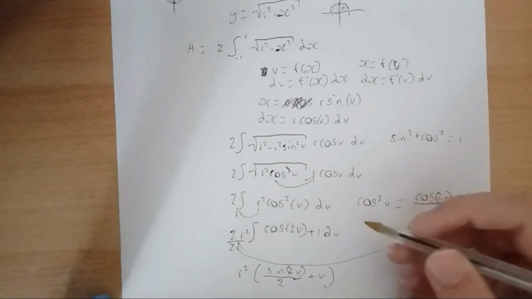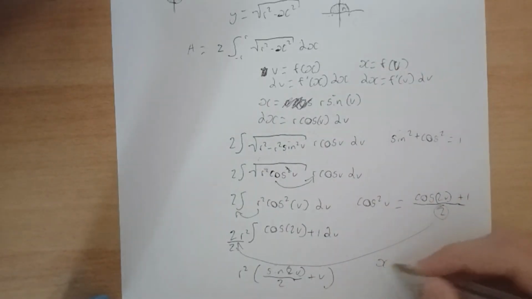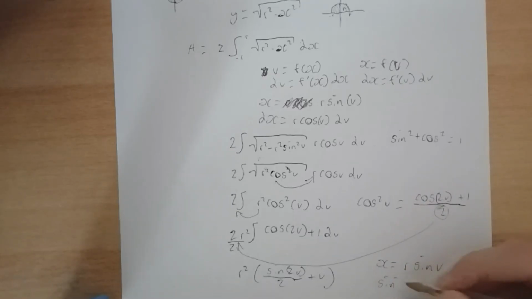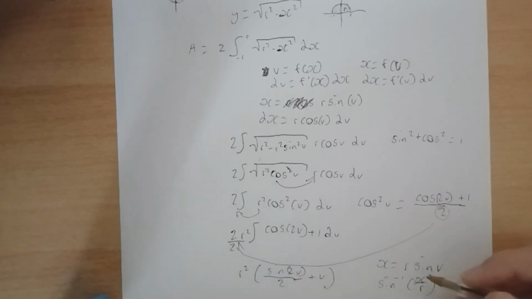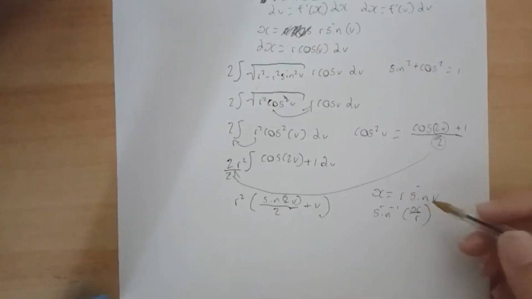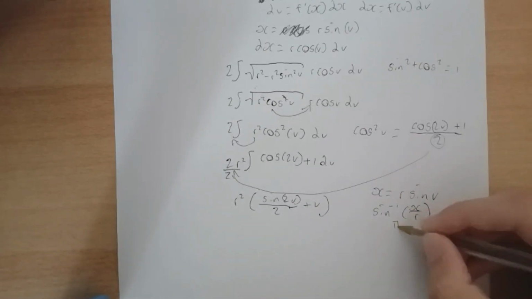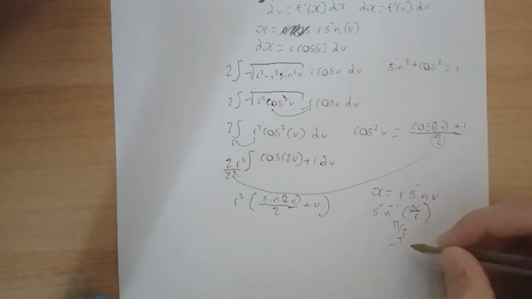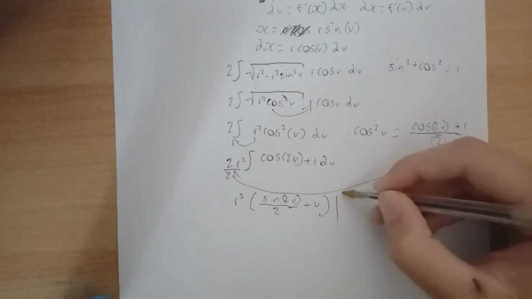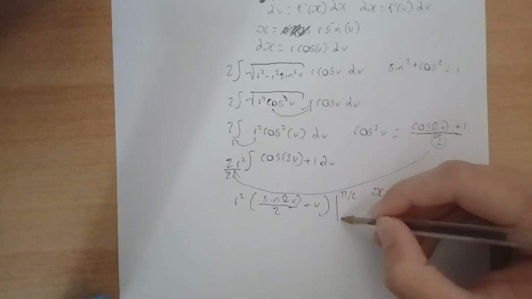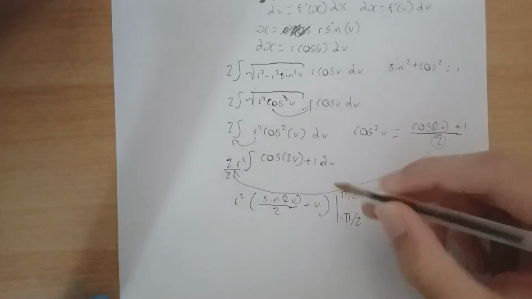And now we have to find our bounds. Since x equals r sin u, u is equal to inverse sine of x over r. So now if we sub in our r and minus r, we'll get that our upper bound becomes pi over 2 and our lower bound becomes minus pi over 2. So we have to evaluate this from minus pi over 2 to pi over 2.